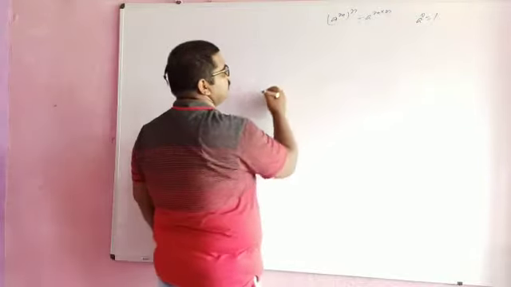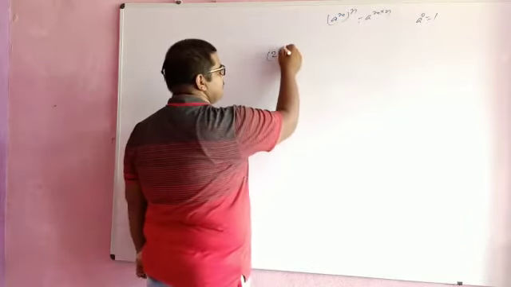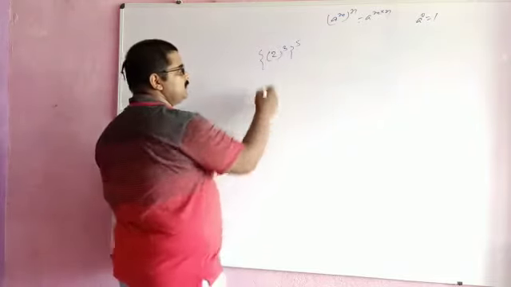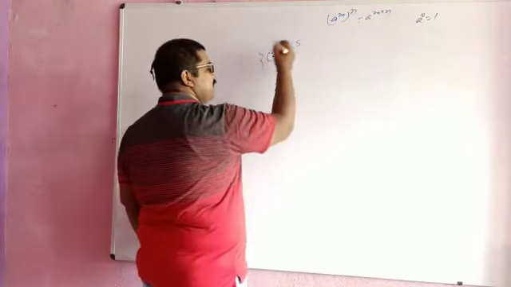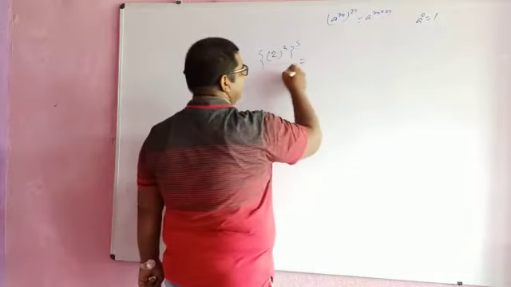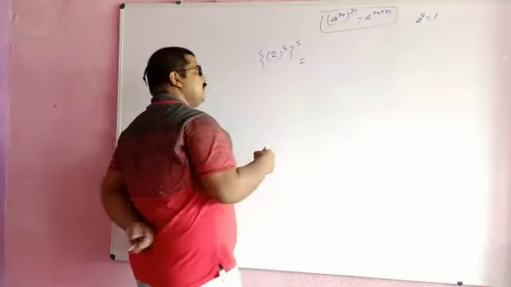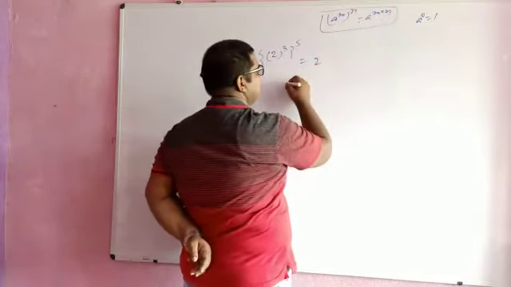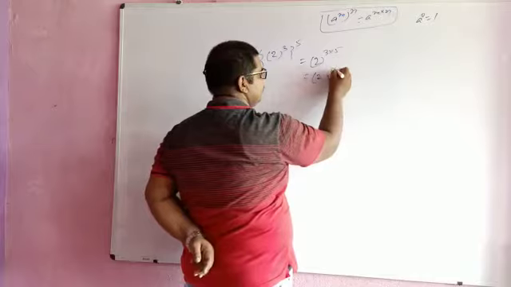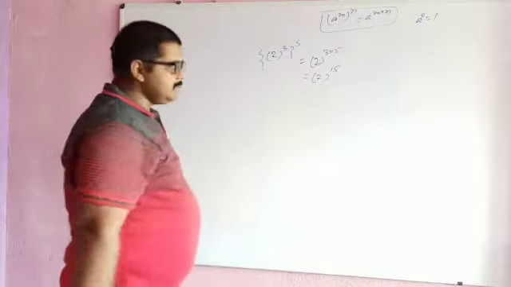Now I am going to discuss the second law, a to the power m whole to the power n. Suppose a question is given in this form: 2 cube, raised to the power 5. What do you do in this question? You can just use this formula. According to this formula, you write 2 to the power 3 into 5, which is 15. So it is equal to 2 to the power 15.